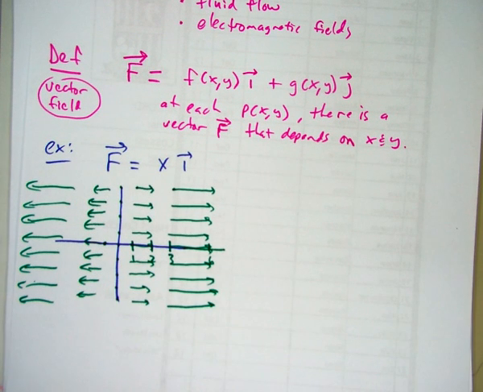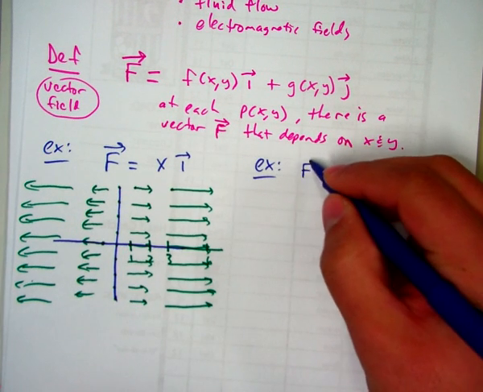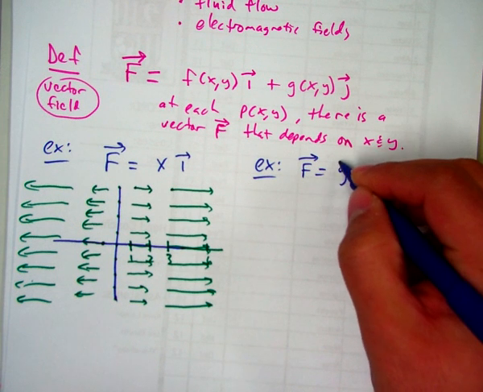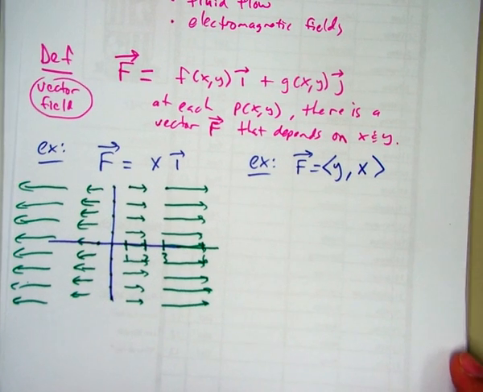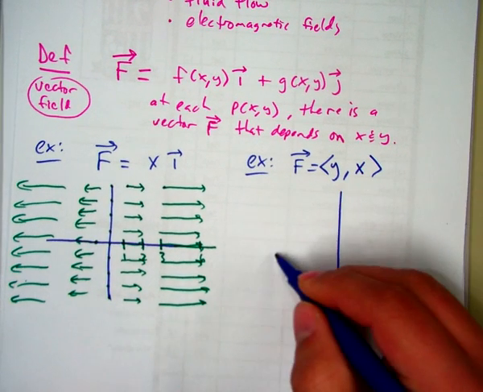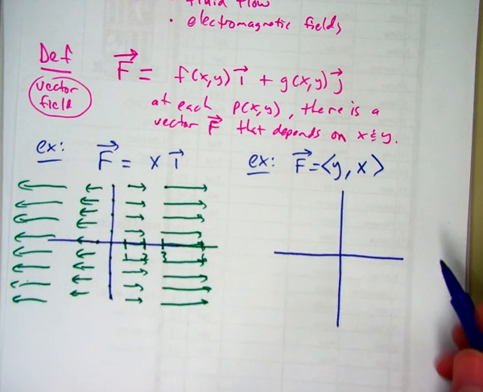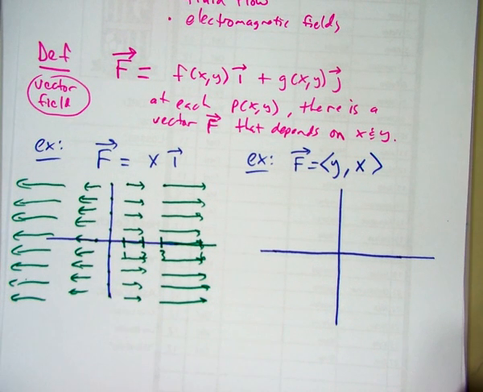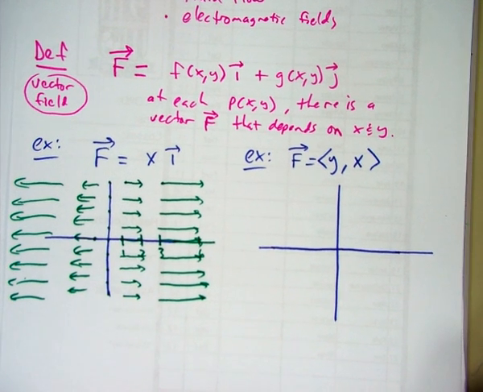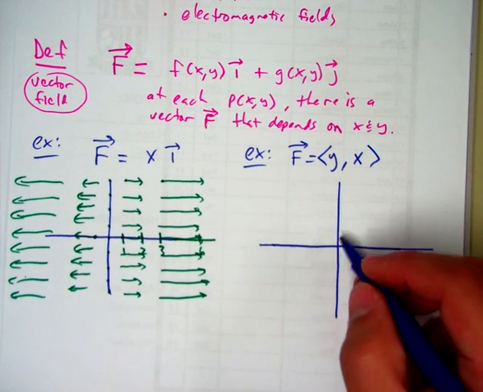Let's try one more. This one's a little harder to sketch. But once you do a few of these, you kind of see what the pattern is going to be. There's really only one spot where there's a vector with magnitude of 0, right? That'd be at the origin.